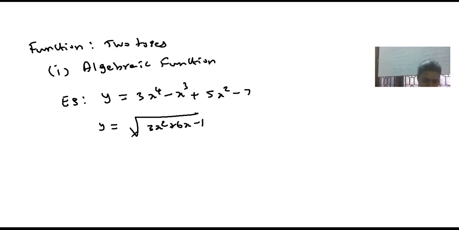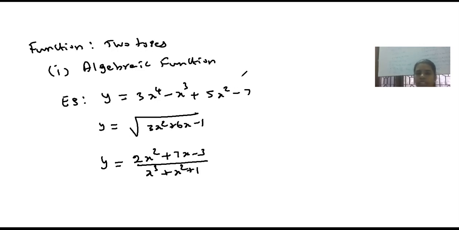So the first is the polynomial or rational integral function and this is an irrational function. Okay, ma? Next is y is equal to, we can call this a rational function, 2x square plus 7x minus 3 divided by x cube plus x square plus 1. Okay, listen, இப்போ இந்த ஃபங்க்ஷனுக்கு ஒரு நேம் கொடுக்குறேன். The first one is called polynomial or rational integral function.